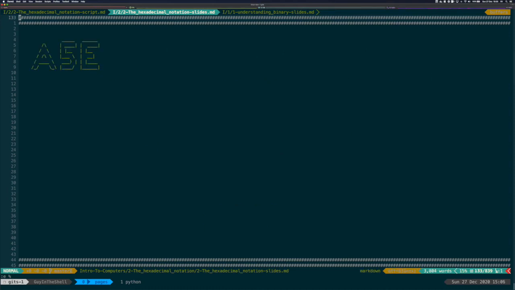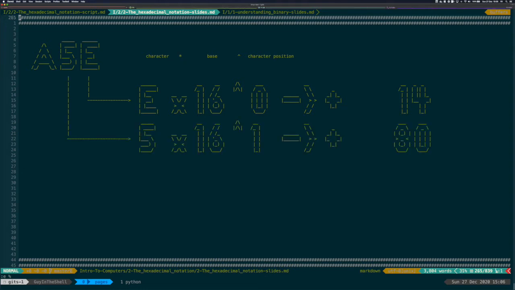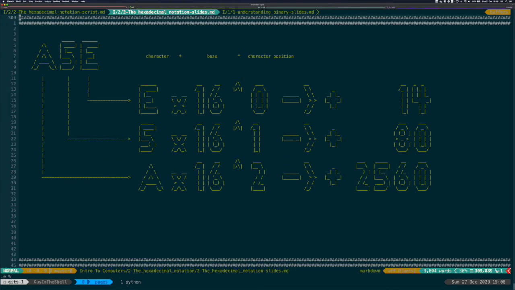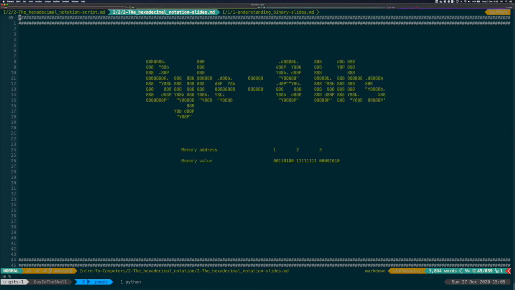So here too, we can take a hexadecimal number, say A5E, and convert it to base 10. E is in position 0. That's 14 times 16 to the power of 0, so that's 14. 5 is in position 1. So that's 5 times 16 to the power of 1, so that gives us 80. A is in position 2, so that's 10 times 16 to the power of 2, so that's 2560, which gives us a total of 2654. So now we have our second piece of the puzzle. Let's see how this all fits.